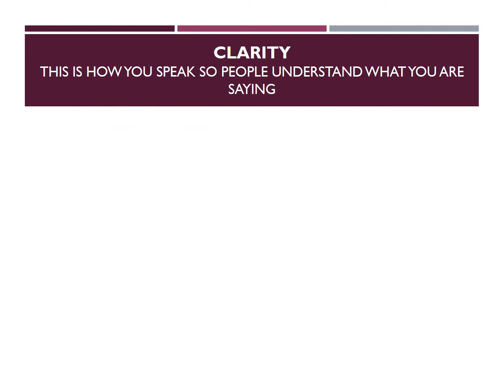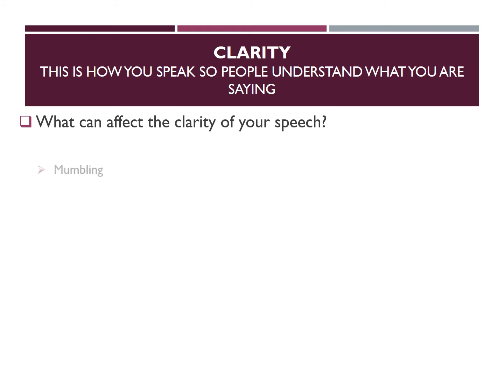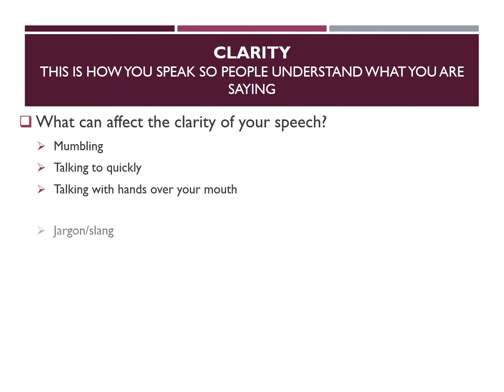The first aspect of verbal communication we're going to talk about is clarity, and this is how you speak so people understand what you're saying. Now, what can affect the clarity of your speech? We've got mumbling, talking too quickly, talking with your hands over your mouth, jargon or slang. Now, jargon is specific technical language. So an example of that in health and social care might be medical jargon, so medical terminology that the average Joe might not understand. We also have slang words.